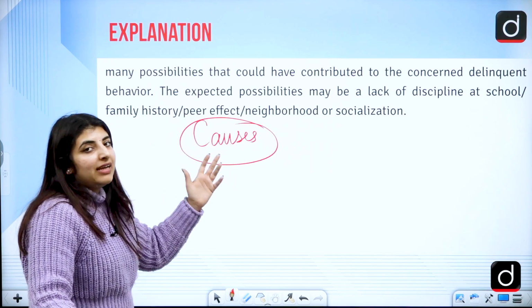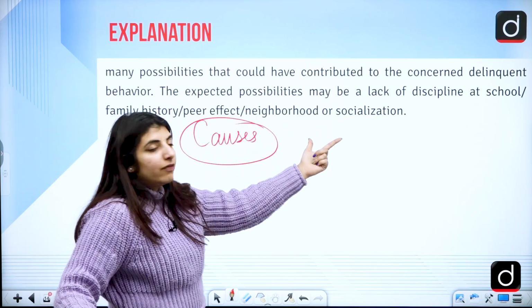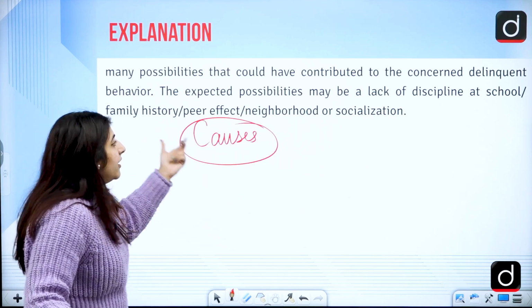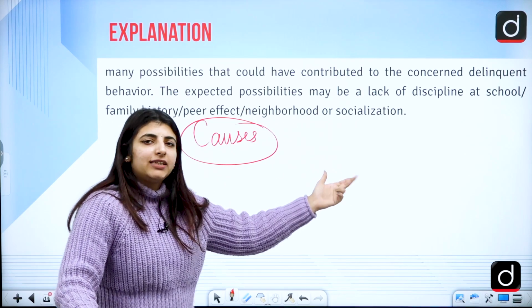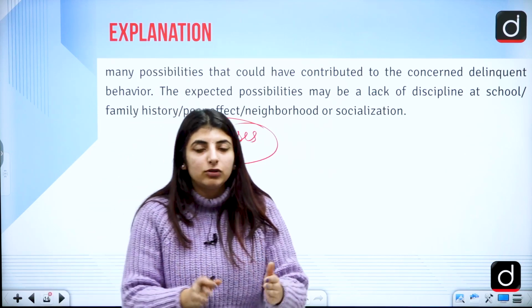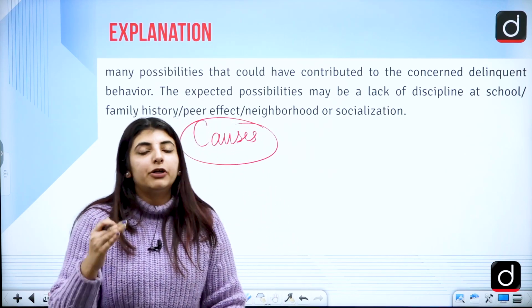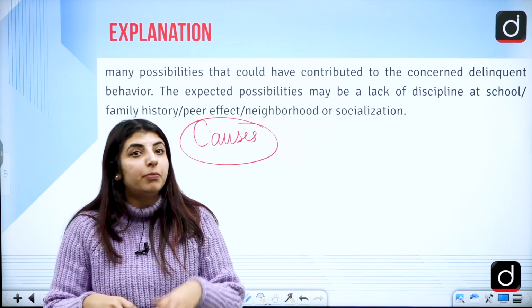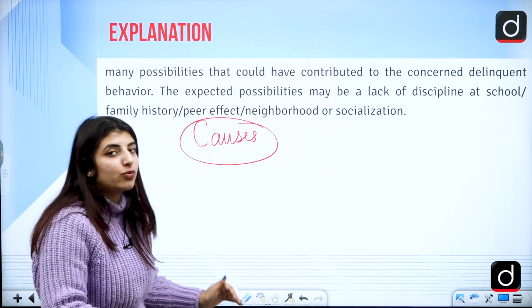Those criminal activities could be because of lack of discipline at school, the family history, peer effect, neighborhood, or socialization. So we are going to see through ex post facto that there are various causes for a particular phenomenon, and we are going to see which amongst them was the particular reason for a particular effect to happen.